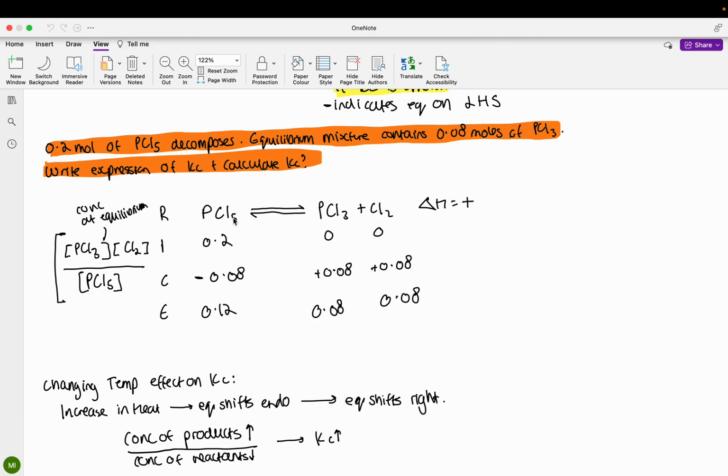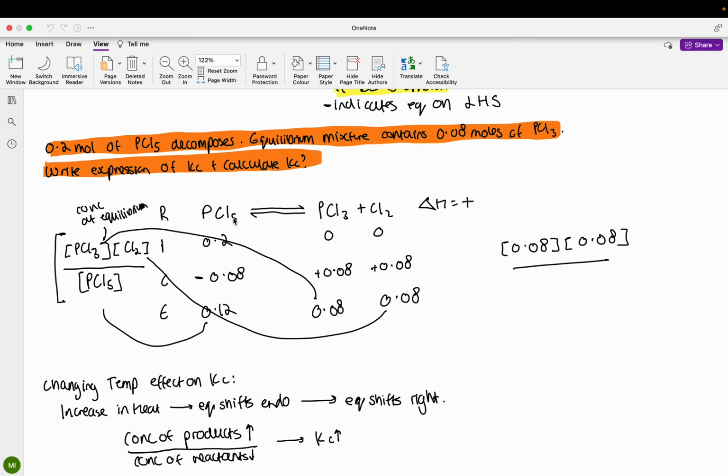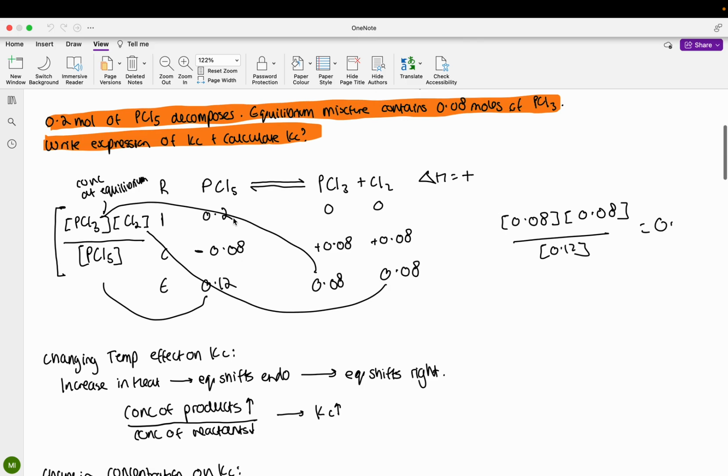After this, to actually calculate Kc, we just substitute in our values. So our PCl5 goes here, our 0.08 goes there, and our other 0.08 goes here. And that is now equal to 0.08 multiplied by 0.08 divided by 0.12, and whatever we get, that is our answer. And this is basically how you solve any Kc question. So hopefully that makes sense. If any of you are confused, just leave a comment down and I'll answer it there. Okay, the answer would be 0.53 for this one.